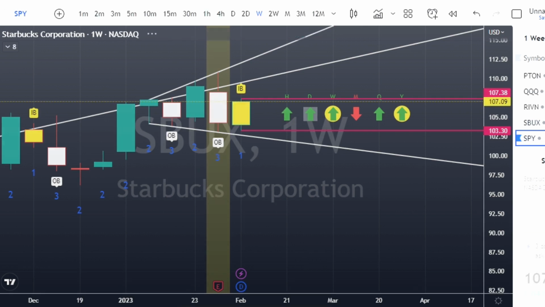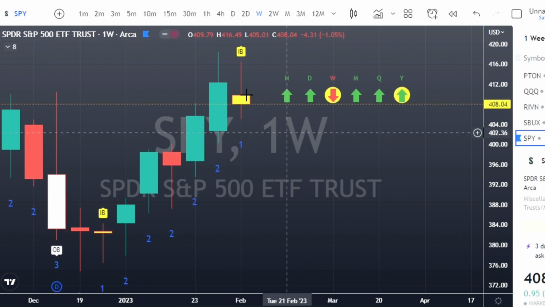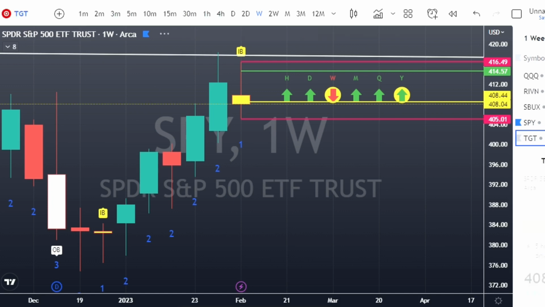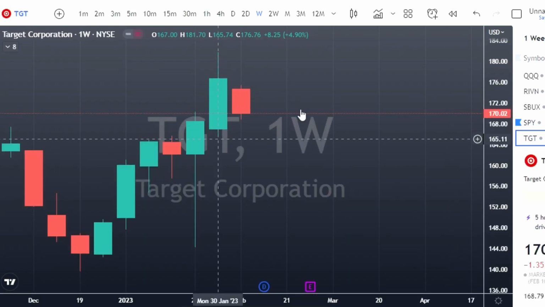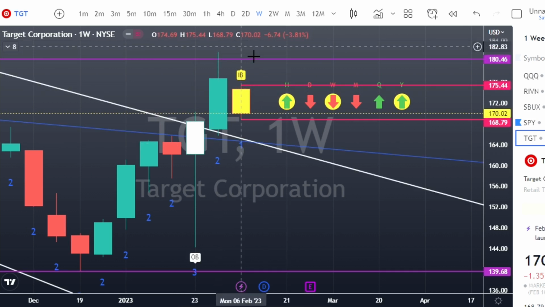We move on to SPY. SPY, same thing, inside bar. So again, calls, we're looking at 416.49. Puts at 405.01. It'll be interesting to see which way SPY goes next week. Inside bar on target as well. So those are marked out for you. We've gone 2 up on the quarterly. That's that purple line. You can see we've ticked up above. So we are 2 up on the 3-month chart on target already.